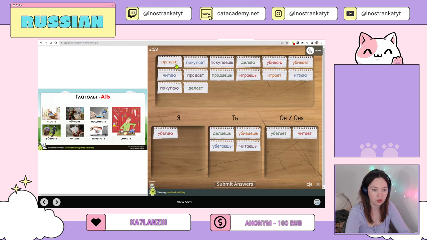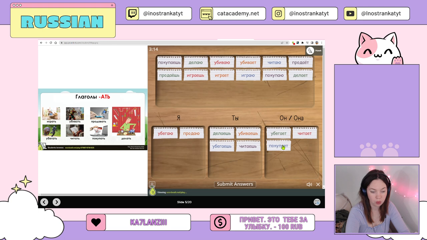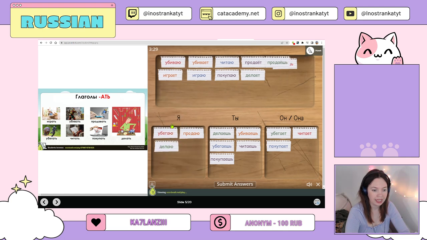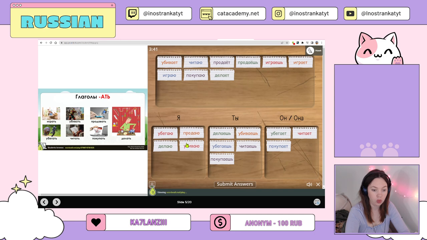Продаю. Я продаю. Ends with -ю. Покупает. To buy. Он покупает, она покупает. Покупаешь. Ты покупаешь. You are buying. Делаю. Я делаю. I am making or I'm doing. Убиваю. Killing. I'm killing. Я убиваю.